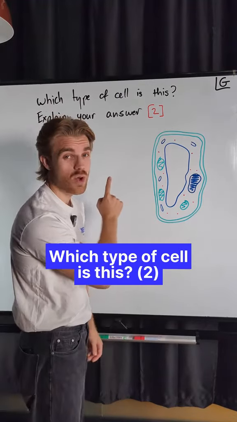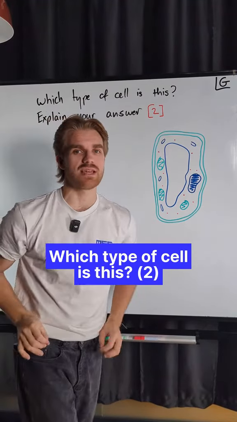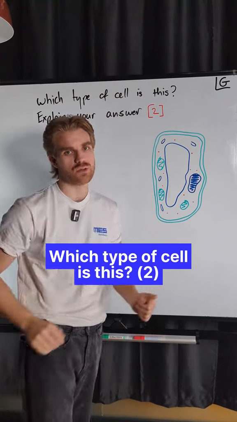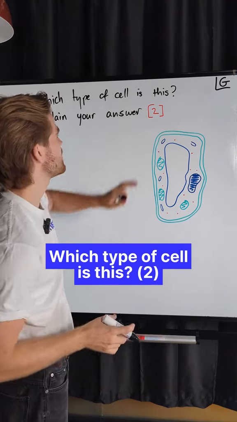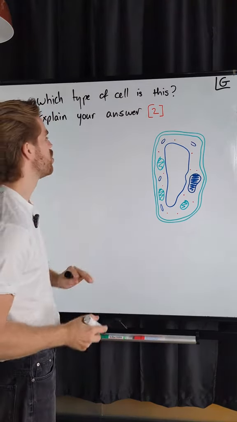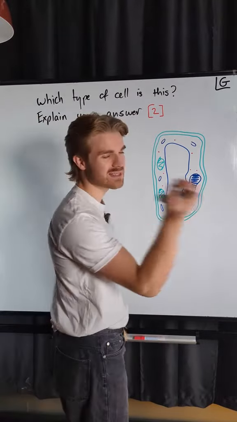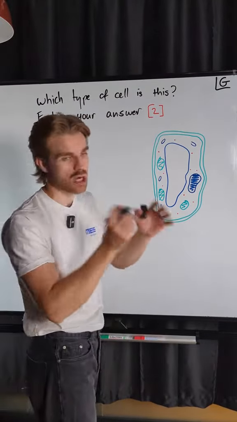Right, stop. Can you answer this question? There's a really common mistake that people make that won't give you the correct answer. The question says, which type of cell is this? Explain your answer. So looking at my cell, let's do our best Sherlock impression and let's try and deduce.